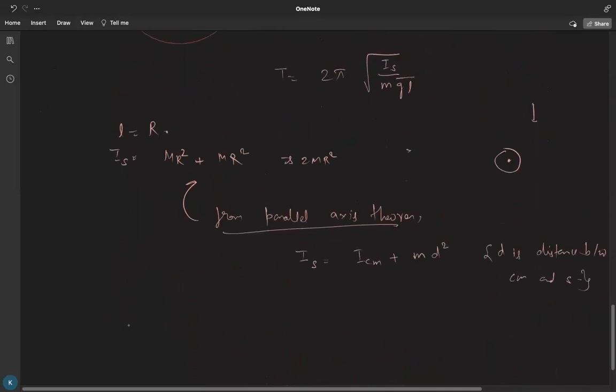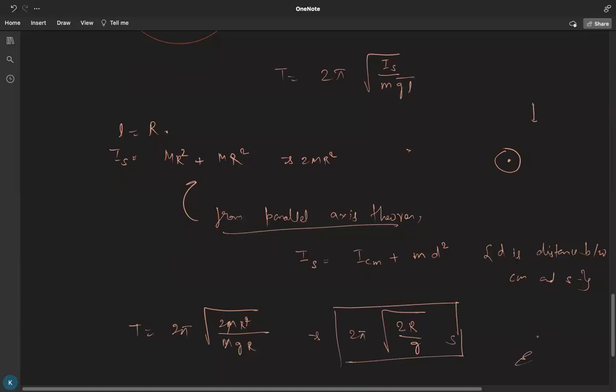Now let's write the time period. So time period is equal to 2 pi root under 2 mr square divided by mg, and L is equal to R. So m gets cancelled, R gets cancelled. So it will be equal to 2 pi root under 2R by g. So this is actually the time period of the bangle, right?